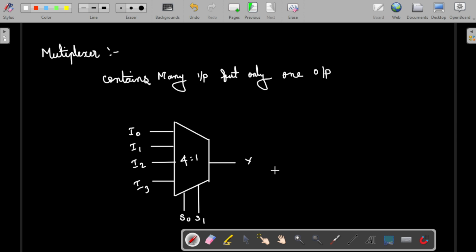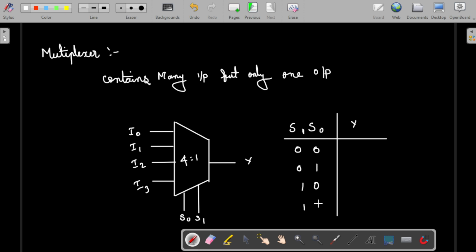Let me start with this. Let me draw a truth table for this one. Based on the selection lines, the output will be taken, with the MSB at the outer level. So this is y, with selection lines 0 0, 0 1, 1 0, 1 1, right? If 0 0 is taken, I0 will be the output. So y will be I0, I1, I2 and I3, right? The inputs will be switched based upon the selection lines.